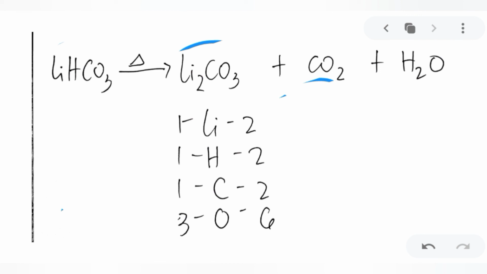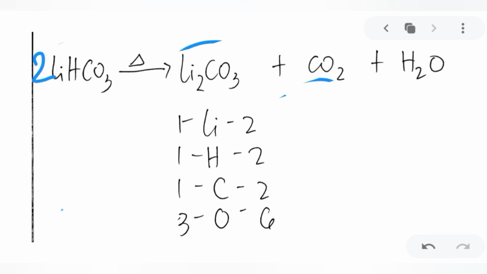Let us check if this is a balanced equation. We have here for lithium, 1 piece of that. Here, for hydrogen, 1 piece of that. For carbon, 1 piece of that. For oxygen, 3 pieces of that. For lithium, on the product side, we have 2 pieces of that. For hydrogen, we have 2 pieces of that. For carbon, we have 2 pieces of that, 1, 2. For oxygen, we have 6 pieces of that, 2, 5, and then 6. So, therefore, this is not a balanced equation. I guess we need to put 2 here to balance this one.